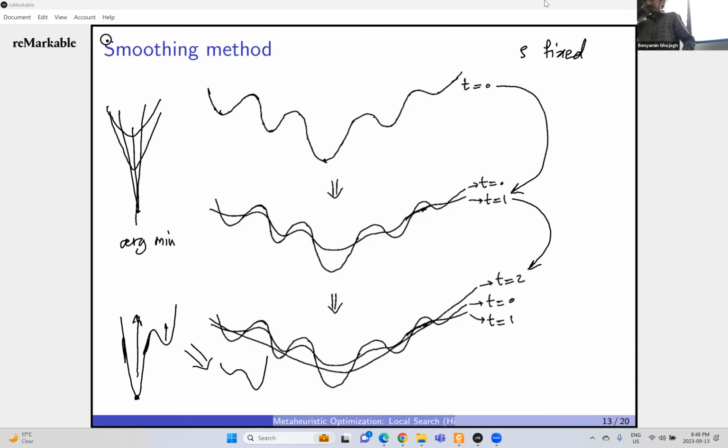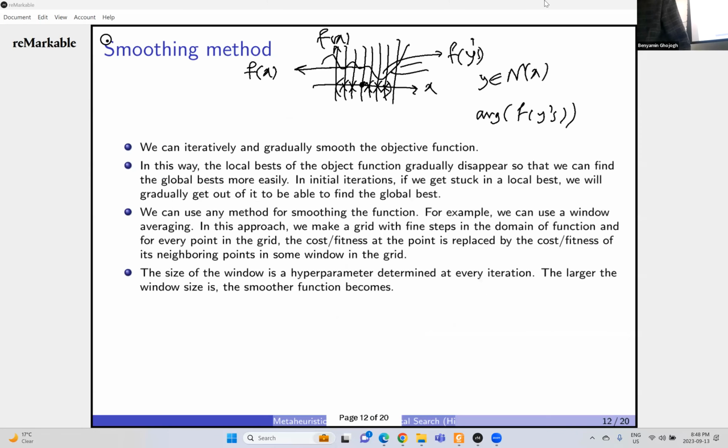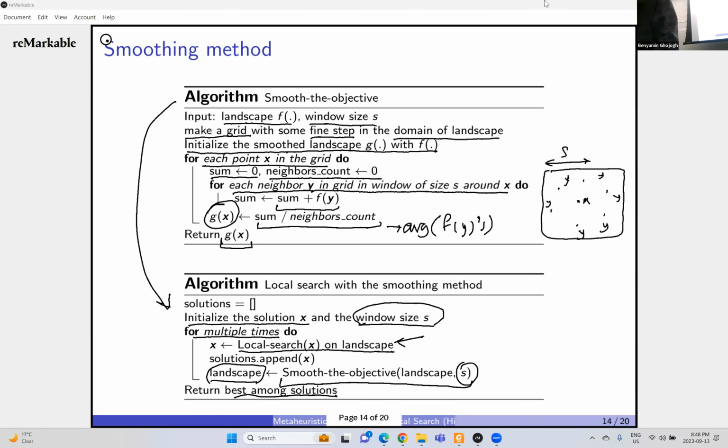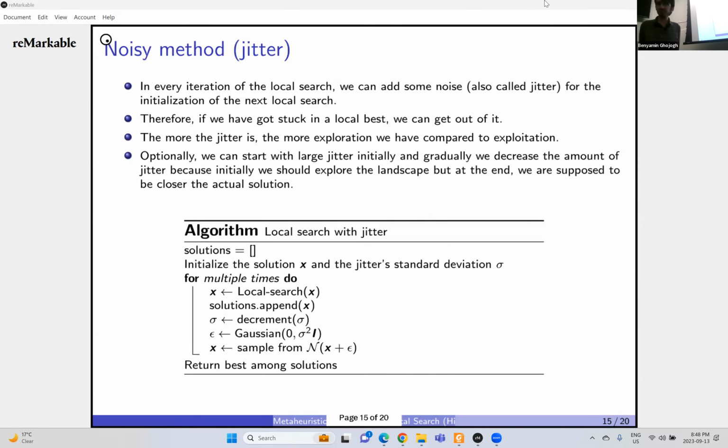Okay, so great. So yeah, the smoothing, we talked about it. Now, noisy method or jitter. That's also used a lot in classical optimization, so not just for metaheuristic optimization. Every time you find a solution, add some noise to it and search again, right? The noise that you add is also called jitter because you're jittering it, right?